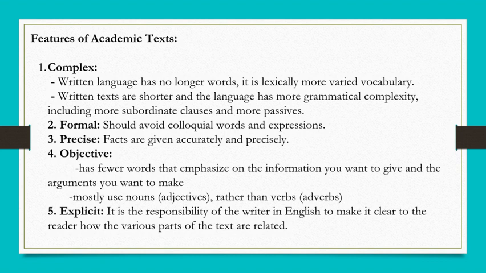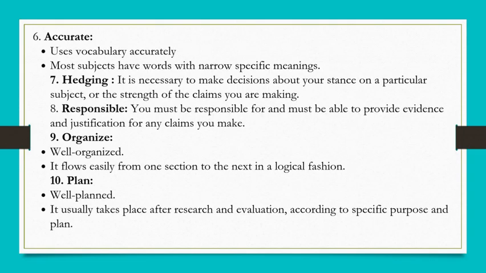And explicit. It is the responsibility of the writer in English to make it clear to the reader how the various parts of the text are related. It is the connection. You have to make sure that the parts that you are using, the structure, are connected to the text, and that is explicit. Next, we have accurate. Of course, this is very self-explanatory. When you are creating academic texts, you have to make sure that you are using vocabulary accurately, as most subjects have words with narrow, specific meanings. Meaning to say, it should be understandable.